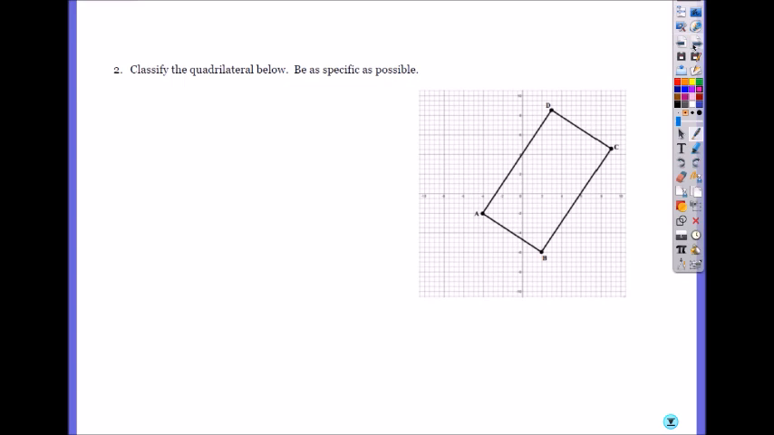Classify the quadrilateral below. Be as specific as possible, so you have to show all the work. So let's start from the length of each side. When you look at this, it looks like a rectangle. So we have to prove it has all 90 angles, perpendicular angles, and opposite sides are congruent. Let's start from the size. So measure of length AD, measure of length BC. Can we just show they're all 90?